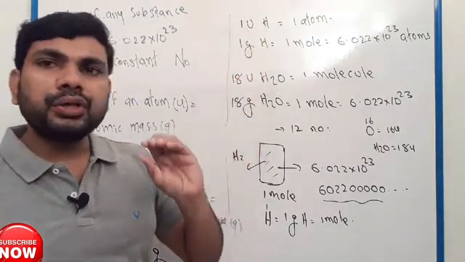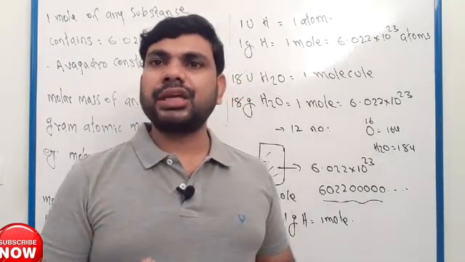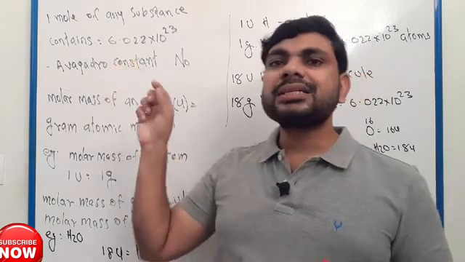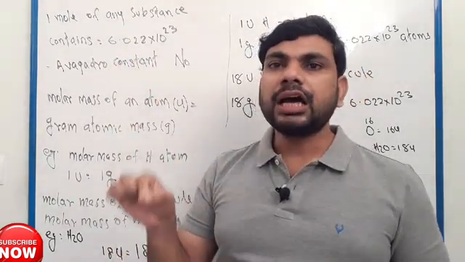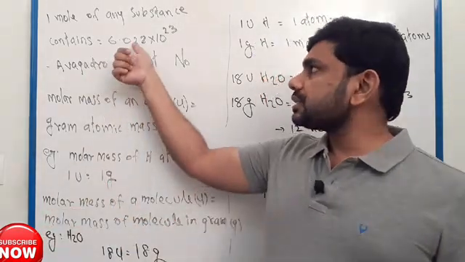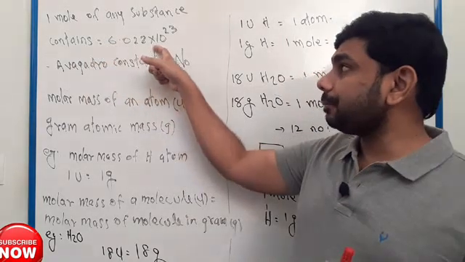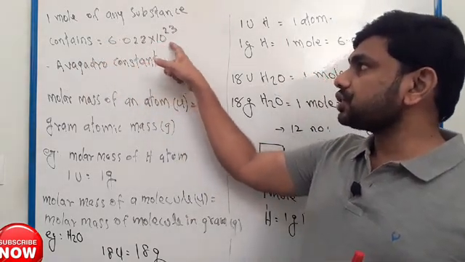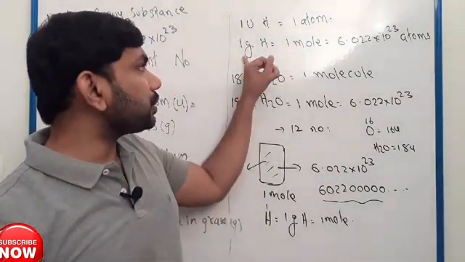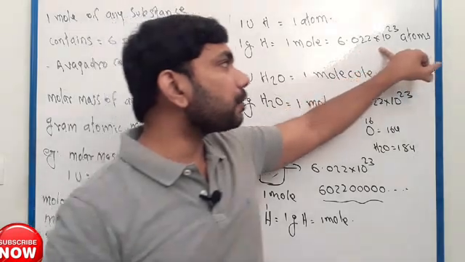Here you understand: one unified mass of hydrogen means it is the mass of one atom. 1 gram hydrogen means it is 1 mole hydrogen. What do you mean by 1 mole hydrogen? 1 mole hydrogen contains 6.022 × 10^23 atoms. I told you here, 1 mole of any substance contains 6.022 × 10^23 atoms or molecules. This is a big number, 6022 and then you have to put 20 zeros. Very big number. So 1 gram hydrogen means it is 1 mole hydrogen and it contains this much number of atoms.